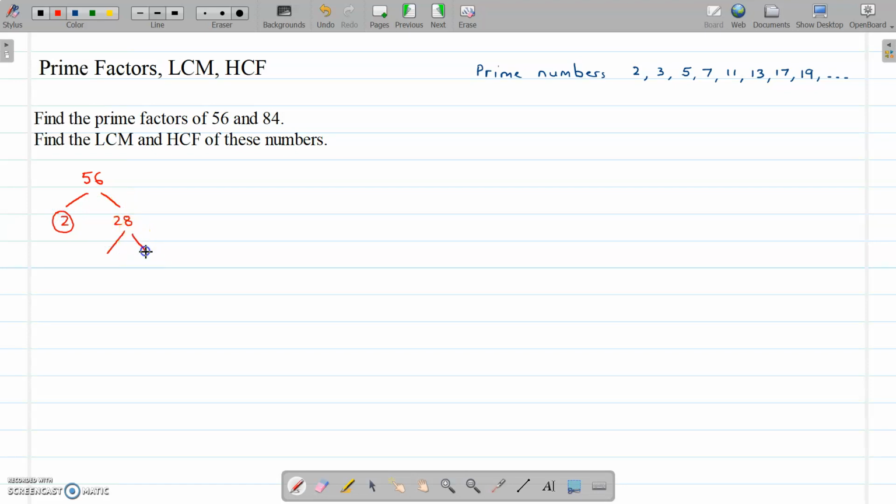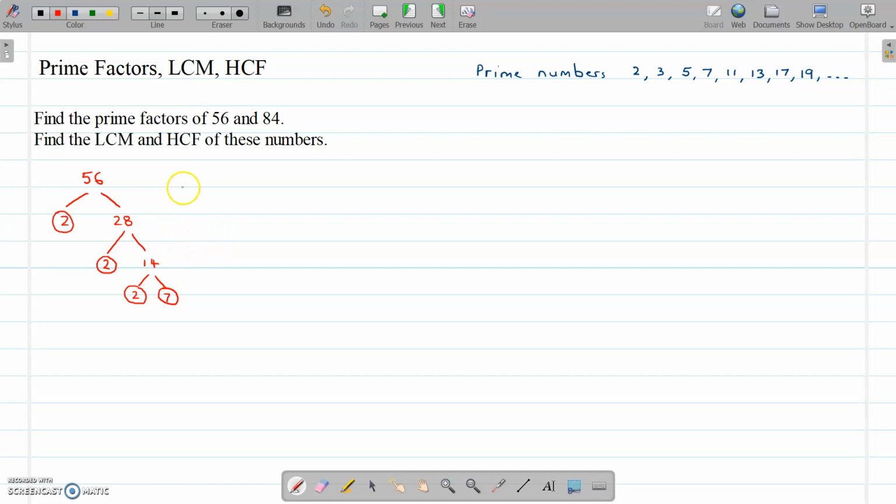And I split it into a pair of factors. So I'm doing 2 and 14. Again, highlight any that are prime, any that aren't, you carry on. 14, I'm going to split into 2 and 7. Now 2 is prime and 7 is prime. So that's it. We've completed the tree.